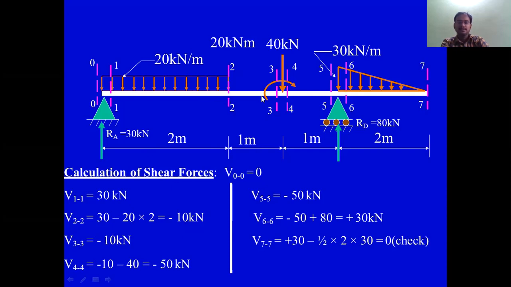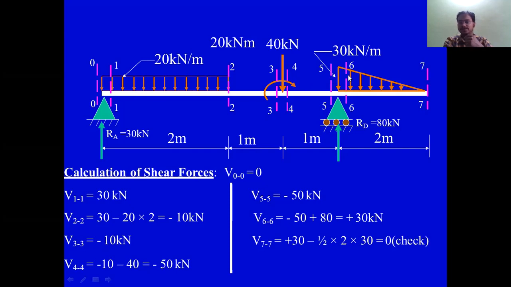Next, at 3-3, because we don't have any other load here, this load is over, we are left with only minus 10 kilonewton. Next, V44, at this 4-4, because we are having a load and a moment here, we have force to be taken into consideration. So minus 10 minus 40 will give minus 50 kilonewton. Next, V55, there is no load here, so the same shear force will be acting over section 5-5. So V55 is minus 50.